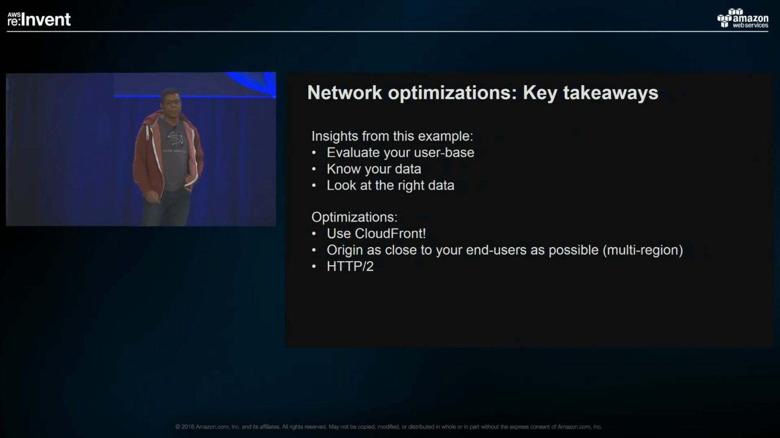Some of the key takeaways: evaluate your user base. In the first example, we talked about how the round trip time and TCP negotiation time was actually 70 milliseconds. So you need to understand, where are your users? Do you need an origin in US East 1? Do you need an origin in Sydney? Do you need an origin in South America? These are all going to make a big difference when you're establishing connections and serving content to users globally. So it's really key that you understand where your users are.